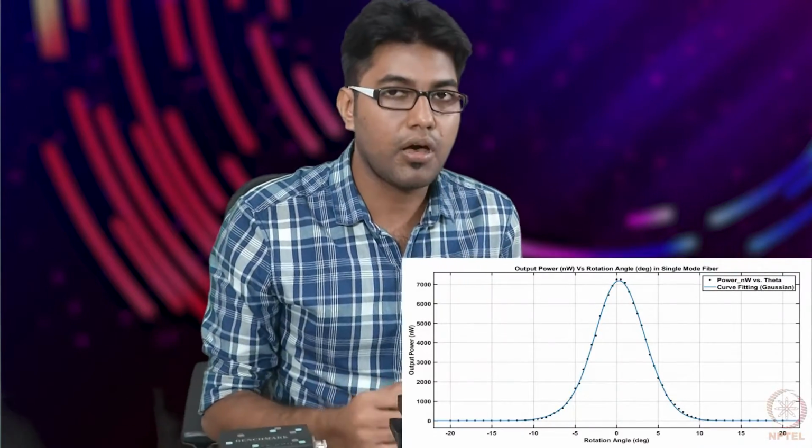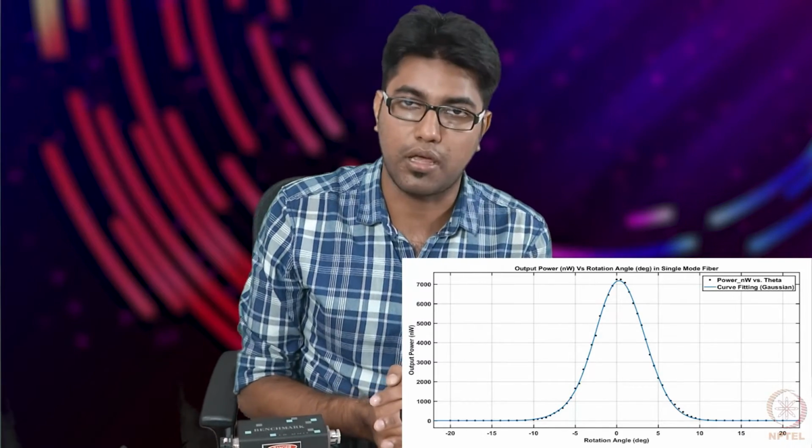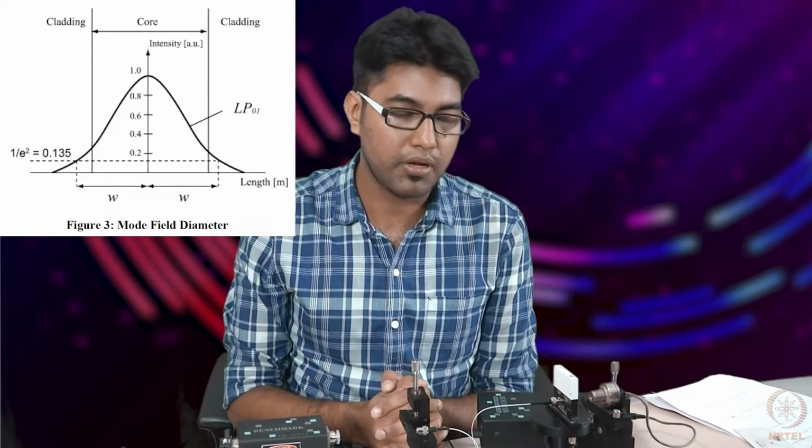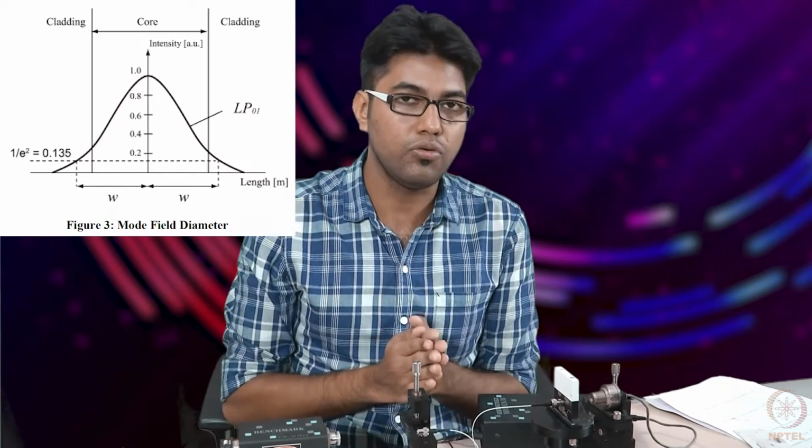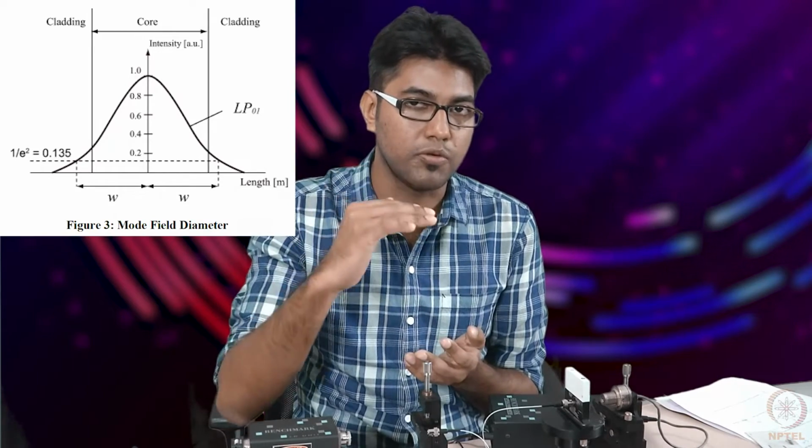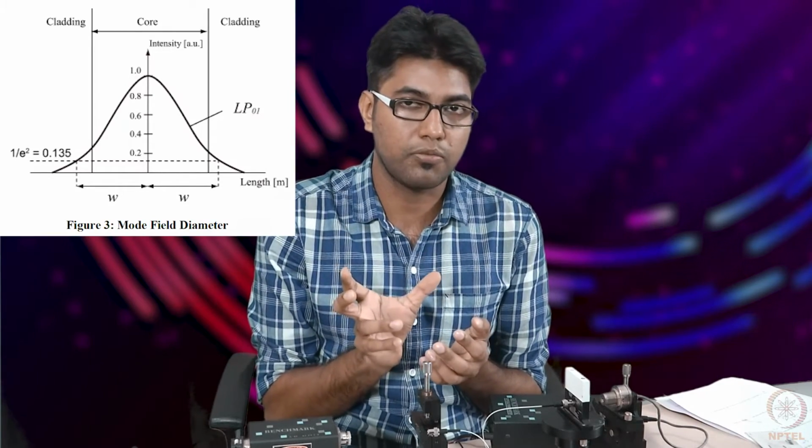From this particular Gaussian curve, there are two measurements we can take. One is the mode field diameter. The mode field diameter is found when you take the 13.5% of the maximum. You find the full width half maximum at that, put that in a particular equation, and then you get the MFD. And for finding the numerical aperture, instead of 13.5%, you go for the 5% value. So at 5%, what is the full width half maximum? The sine of that is going to be your numerical aperture.